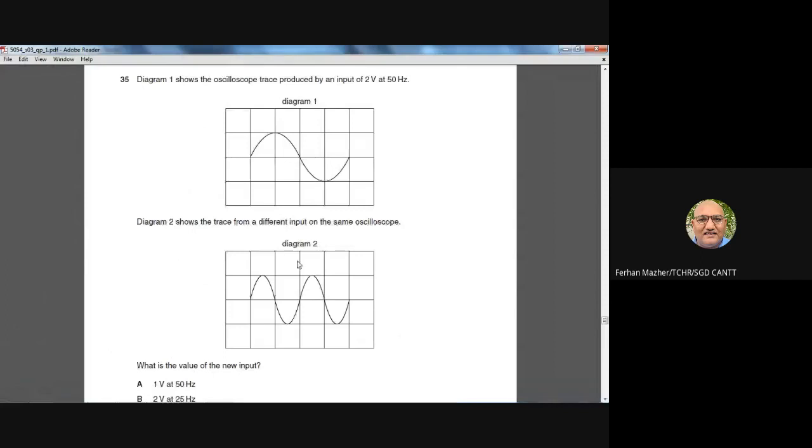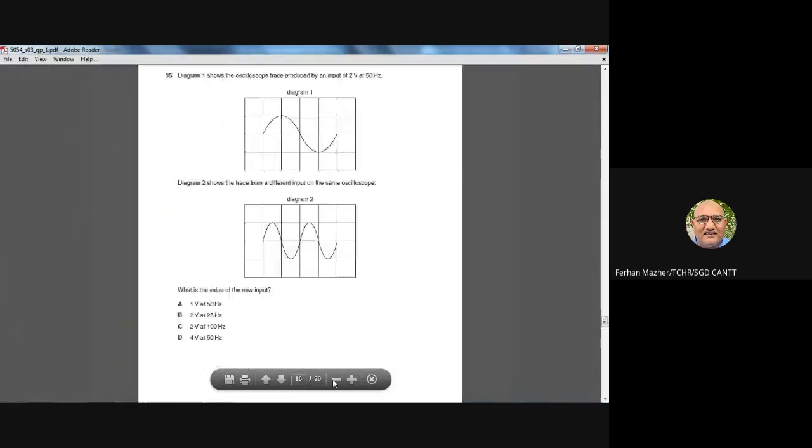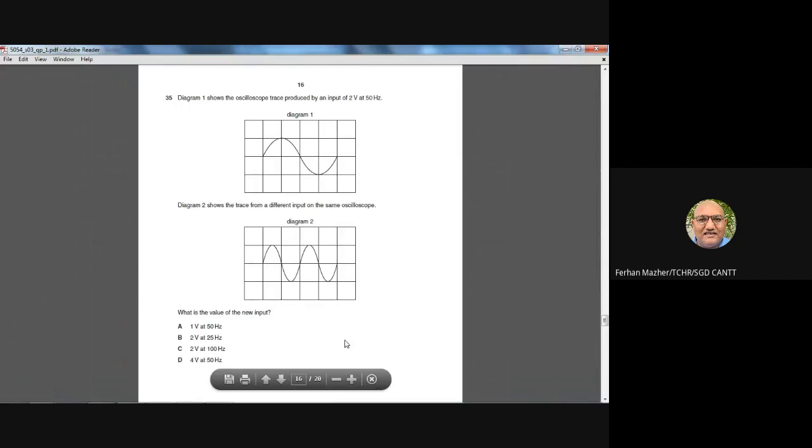Okay, so now we are going to the next question, and here we go. Diagram 1 shows the oscilloscope trace produced by an input of 2 volt at 50 hertz. Diagram 2 shows the trace from a different input on the same oscilloscope. Its amplitude is 1, one division it went up, and the amplitude of the other is also 1. So both of them have the same voltage.